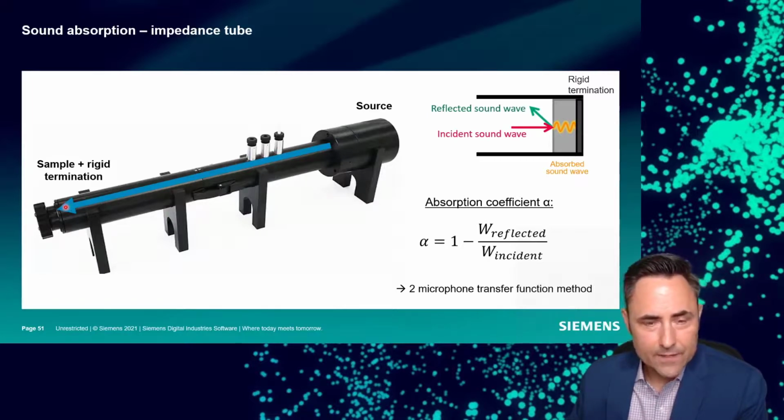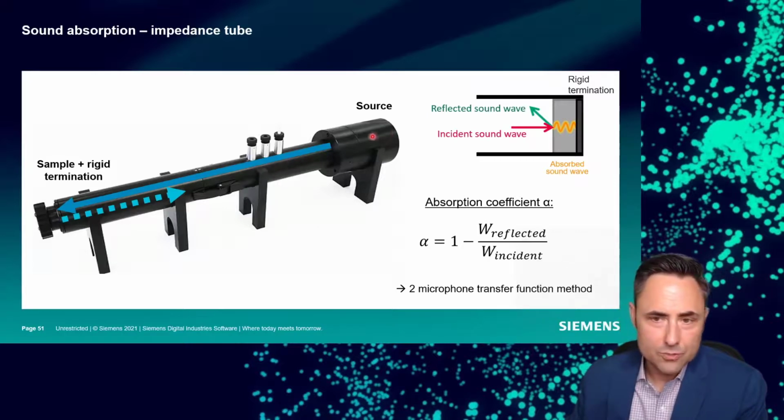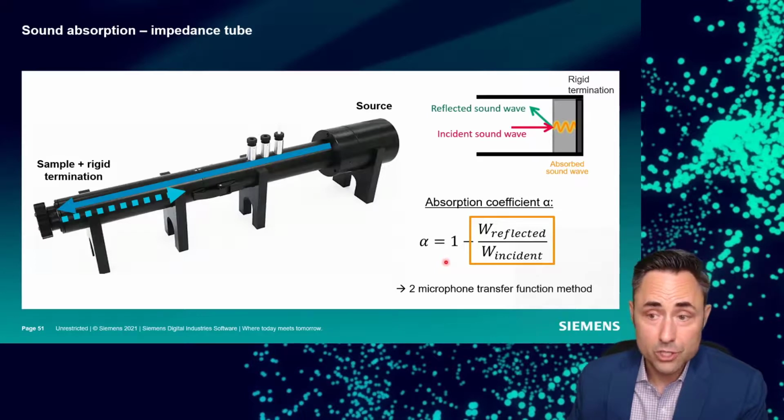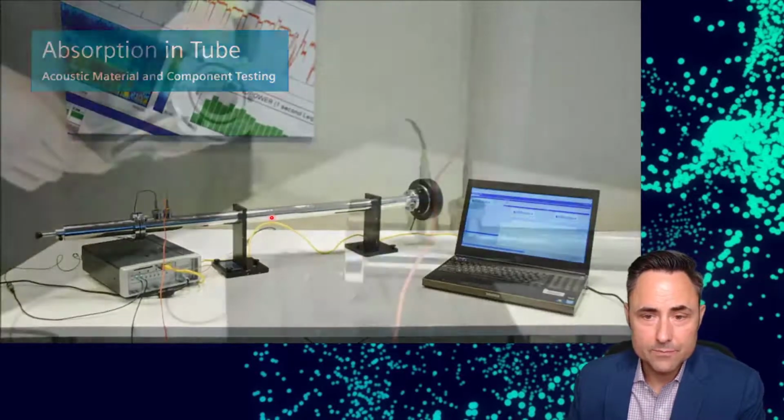It's going to hit that material, and then some smaller portion of that incident energy is going to bounce back, pass by our microphones again, and we're going to be able to quantify how much was going in and how much was coming back. The difference between those will be our alpha, or our absorption coefficient. Okay. So an impedance tube is how we test for material absorption.